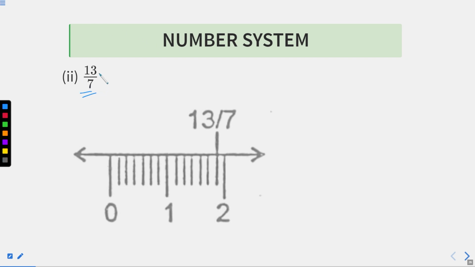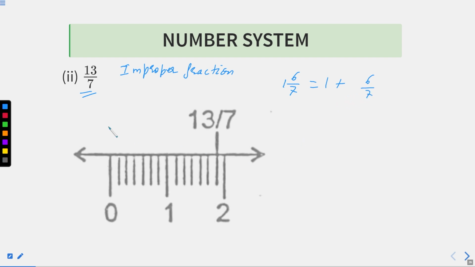Here we are given 13 by 7. So it is an improper fraction. Okay. First we try to write it down in a mixed form. So the mixed form will be 1 whole 6 by 7. So this means 1 plus 6 by 7.